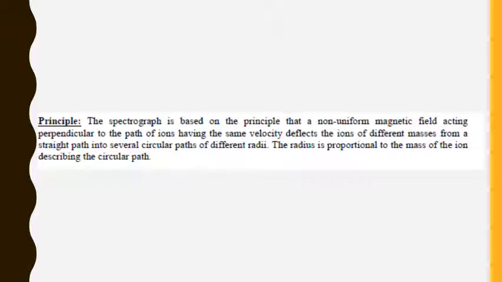The spectrograph is based on the principle that a non-uniform magnetic field acting perpendicular to the path of ions having the same velocity deflects the ions of different masses from a straight path into several circular paths of different radii. This radius is proportional to the mass of the ion, as you have seen, describing the circular path. So, suppose your stream has three types of mass, you will have three lines. Five types of mass, you will have five lines. It depends on the number. By this, you can separate out the things.